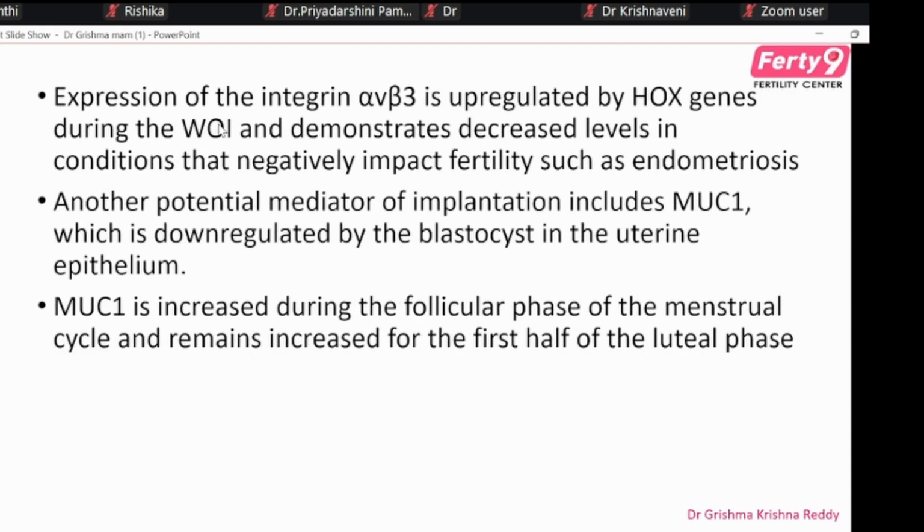So this integrin, alpha V beta 3, is also increased by HOX genes during the window of implantation, and demonstrates decreased levels in conditions such as endometriosis. Another potential mediator of implantation is mucin 1, which is downregulated by the blastocyst. Mucin 1 is increased during the follicular phase, whereas not that much increased during the luteal phase.